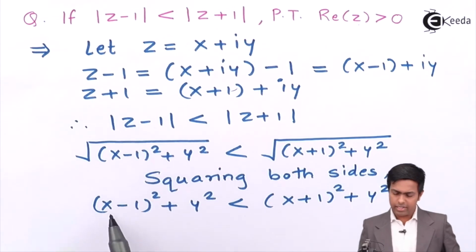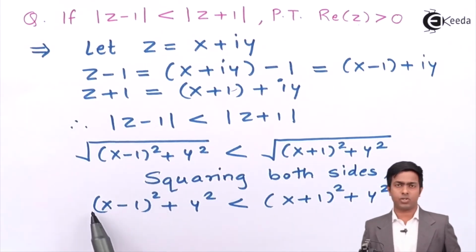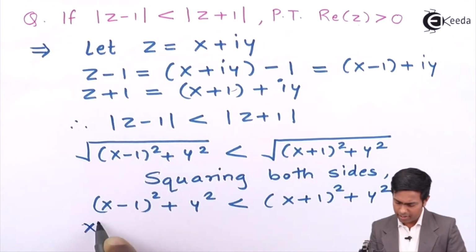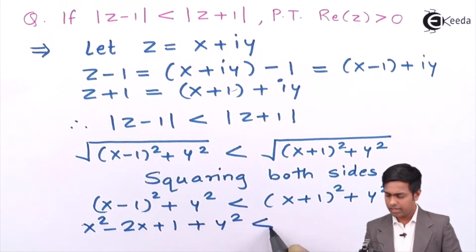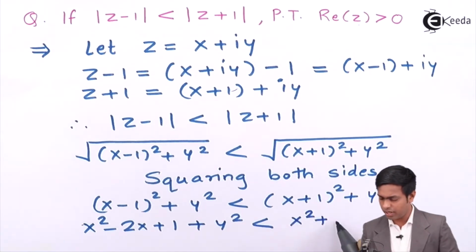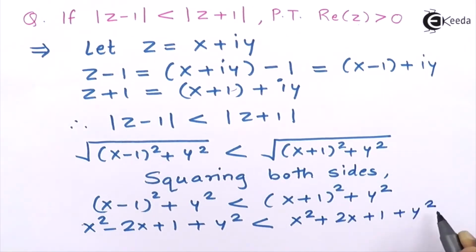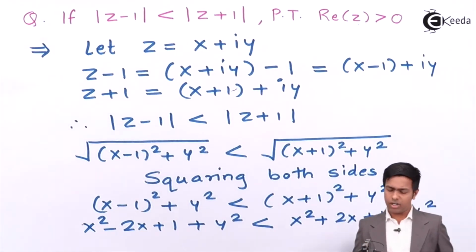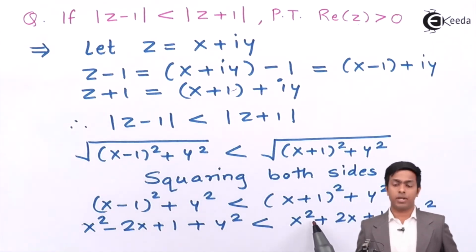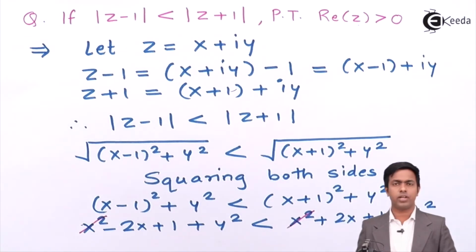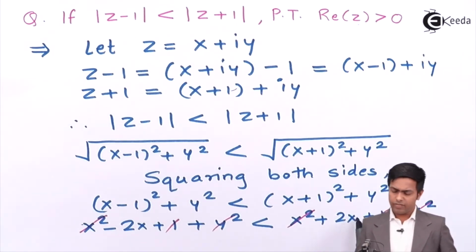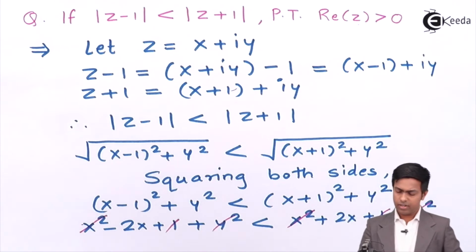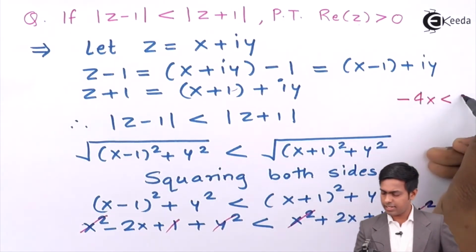Now let's solve these brackets. This will become x square minus 2x plus 1 plus y square, less than x square plus 2x plus 1 plus y square. Now if I take all terms to the left hand side, then x square becomes negative x square and cancels with the positive x square. Similarly, y square is cancelled and 1 is cancelled. So what is remaining? The 2x coming to the left hand side becomes minus 4x less than 0. So minus 4x is less than 0.